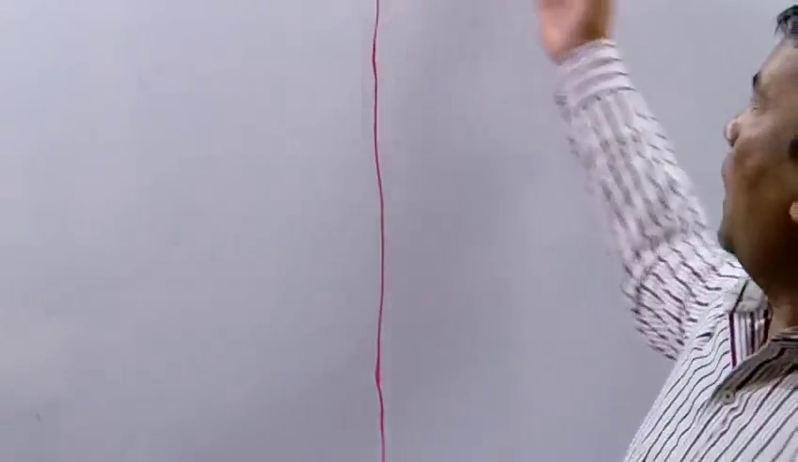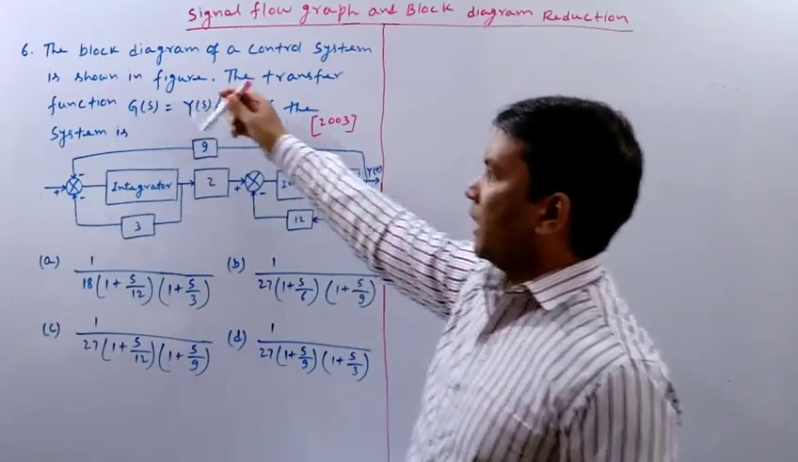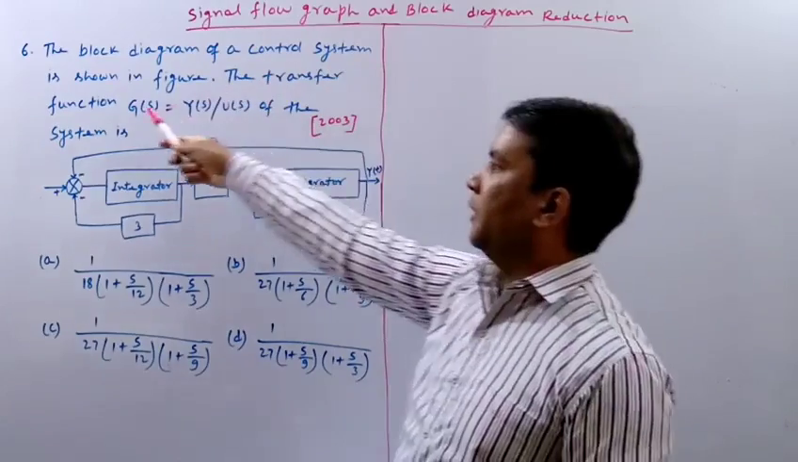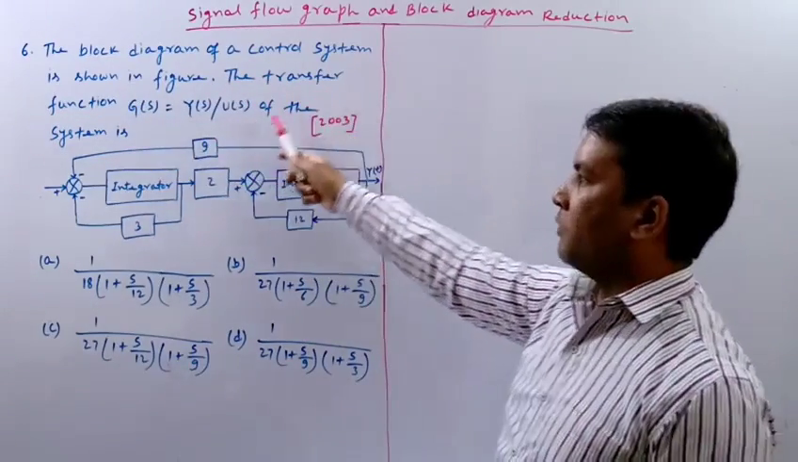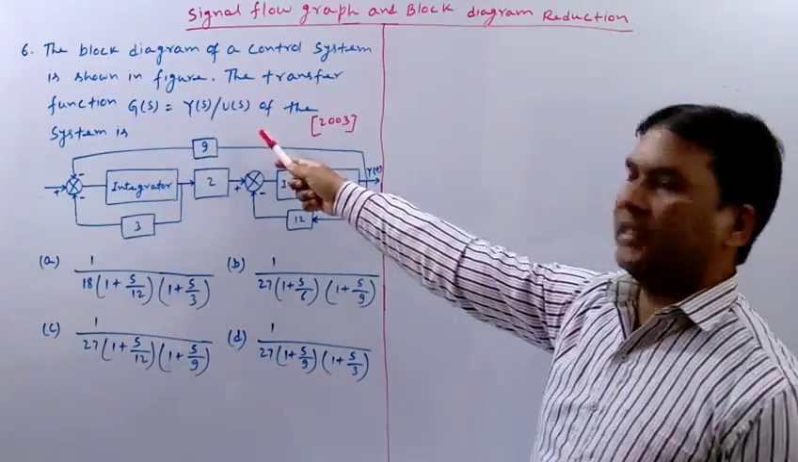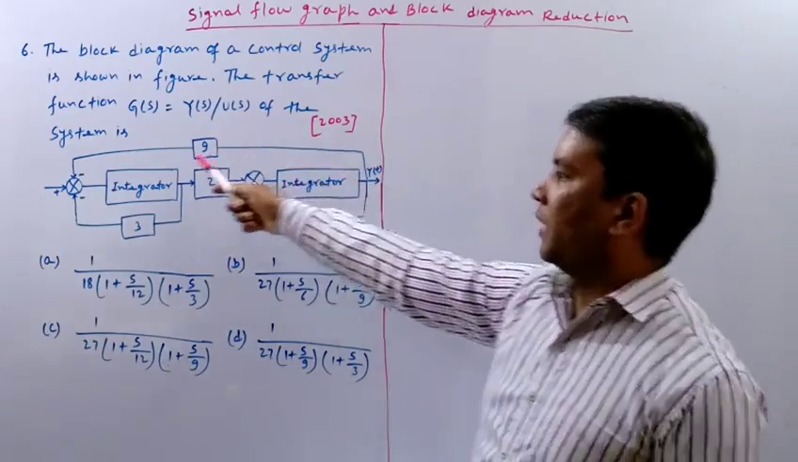Class number 3 of signal flow graph and block diagram reduction. So in this class we will see some more problems. Next problem is: the block diagram of a control system is shown in figure. The transfer function G(s) equal to Y(s) divided by U(s) of the system is.